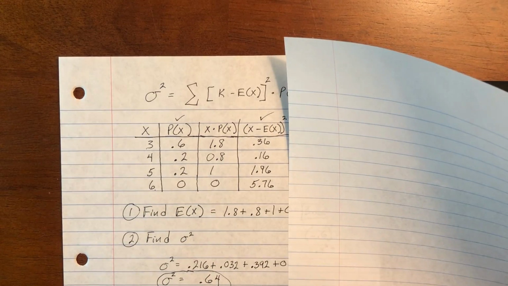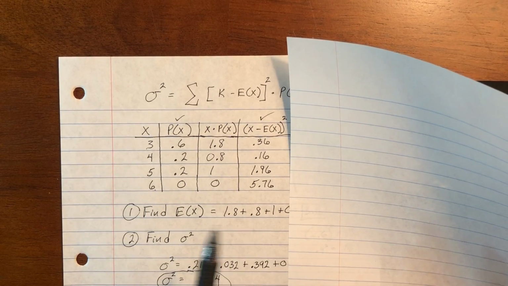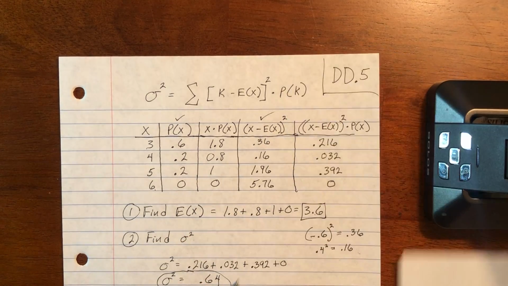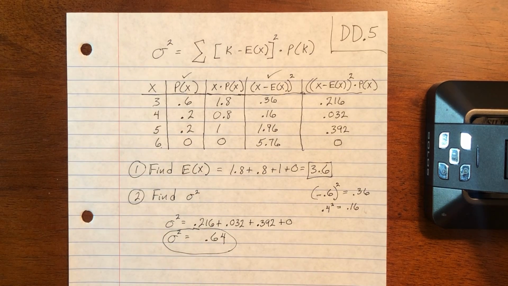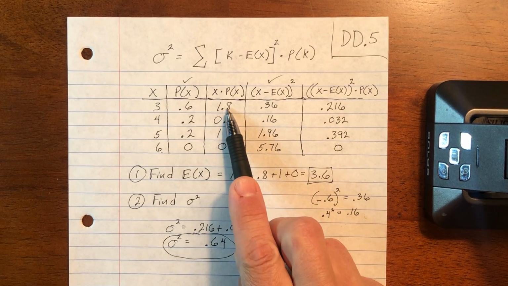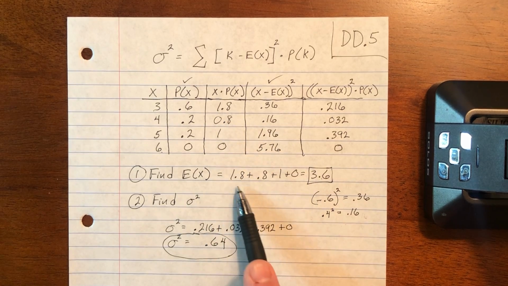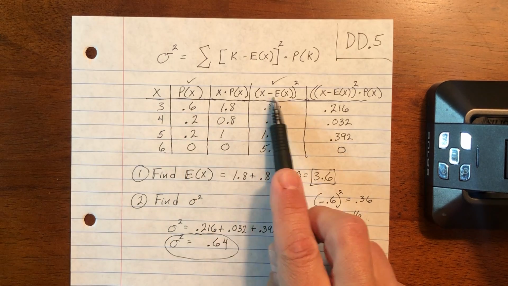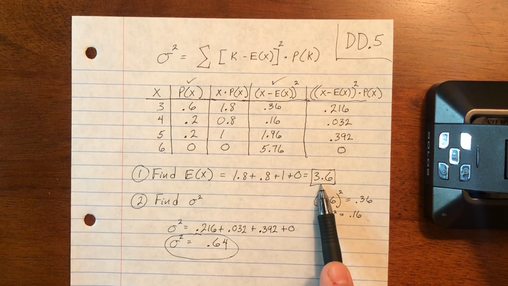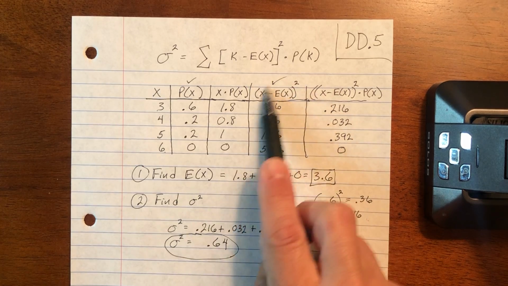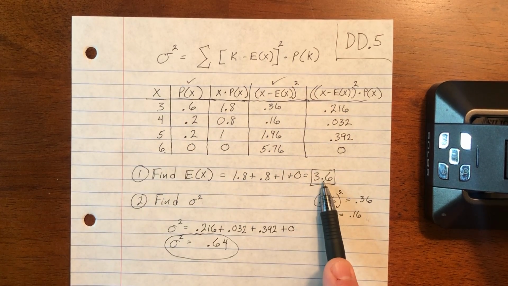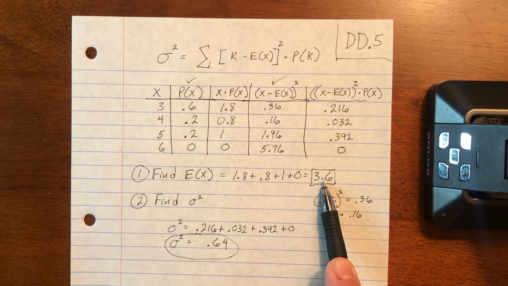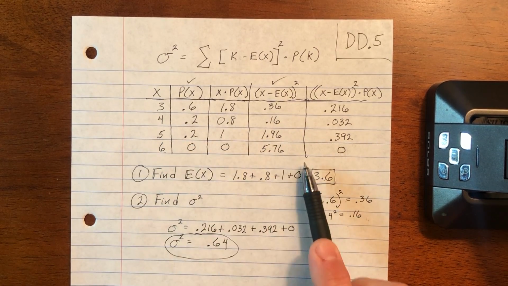Then, and this is the part where you have to actually do a little thinking, you're going to take X minus the expected value of X. Remember, we figured out yesterday the expected value by adding up each of these, 1.8, 0.8, 1, and 0. We added those up and got 3.6. So for this column right here, we took each value of X, subtracted 3.6 from that, and then squared it. So 3 minus 3.6 squared is this. 4 minus 3.6 squared is this. And so on and so on and so on.